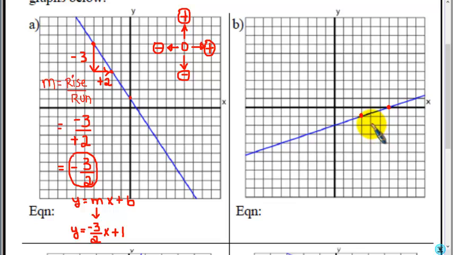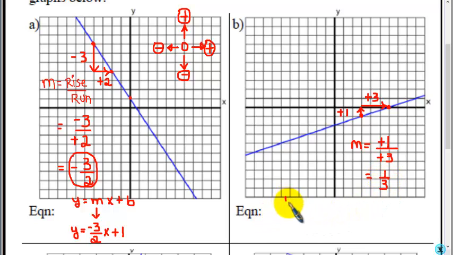And remember I told you it doesn't matter where you start. So let's say I start from the bottom this time. If I start from the bottom and go to the top, that means I would have to go up 1. So going up is positive 1. And I would have to run positive 3. So what is my slope here? Remember, slope is rise over run. I rose positive 1, and I ran positive 3. A positive by a positive is positive 1/3.